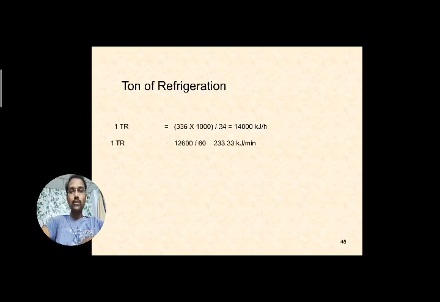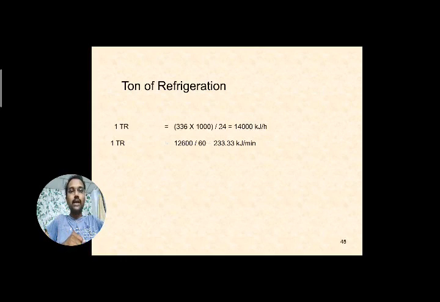Similarly, if you want kilojoules per minute, you divide by 60. So here it is approximately taken as 12,600 kilojoules per hour. Same value you write here. Why is this written as 1 ton? Here it is not considered as 1000 kgs, but something like 900 kgs. Approximately, 1 metric ton is equal to 1000 kgs, but for 1 ton of refrigeration, the US ton is considered, which can be taken as 900 kgs.